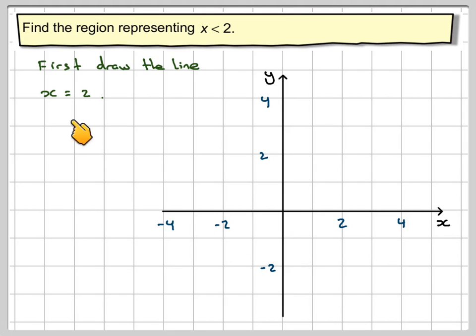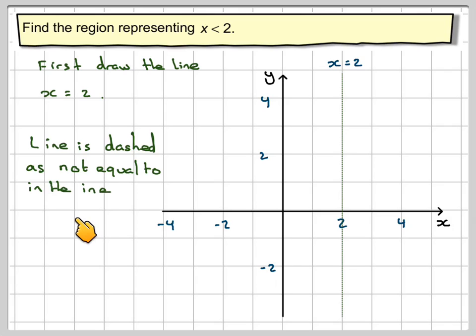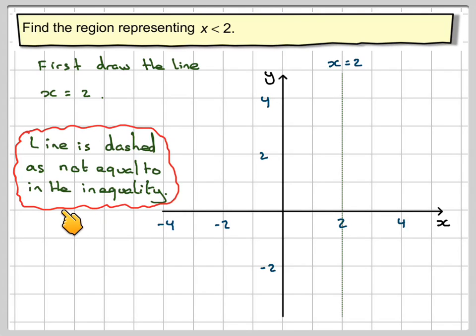Okay, where is the line x is equal to 2? Well, everywhere along this line, the x coordinate will always be equal to 2, regardless of the y coordinate. So this here is the line x is equal to 2. Now, why have we drawn it dotted this time? Because in the inequality, it's not actually equal to. So the line is dashed because it's not equal to it in the inequality.